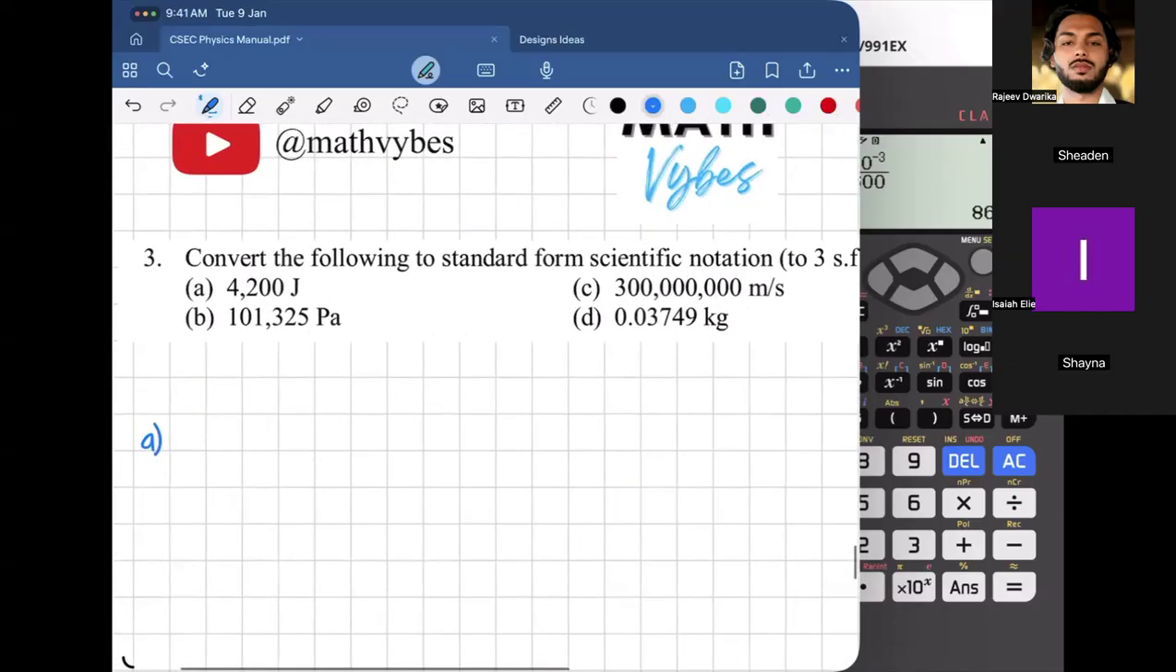So Shayna, 4,200 joules. I'm going to start over here and shift my decimal place one space before the first significant number. So 1, 2, 3. That would be 4.2 multiplied by 10 to what power? 3. Yeah. And if I wanted to check if my answer was correct, how could I do that? Just work out 4.2 times 10 to the power 3.